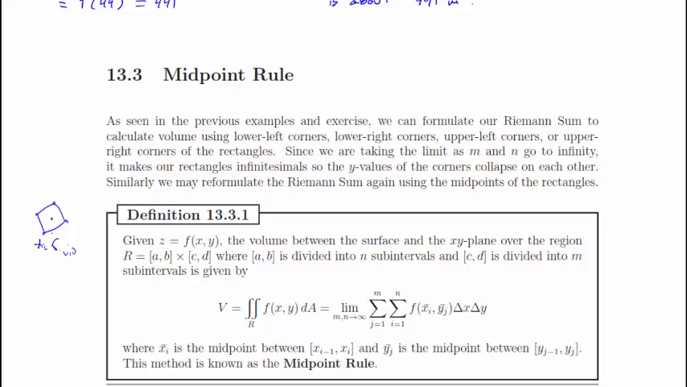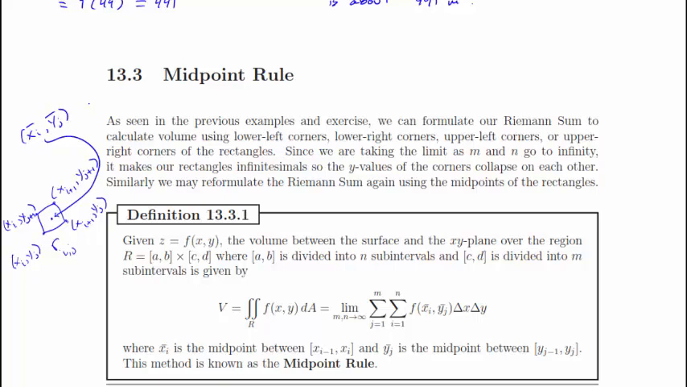So if this is x sub i and this is x sub i plus 1, I'll be specific how I write this. This is x sub i, y sub j. This is x sub i plus 1, y sub j. This is x sub i plus 1, comma, y sub j plus 1. And this is x sub i, comma, y sub j plus 1. Then this point here, we're going to call x sub i bar, comma, y sub j bar.